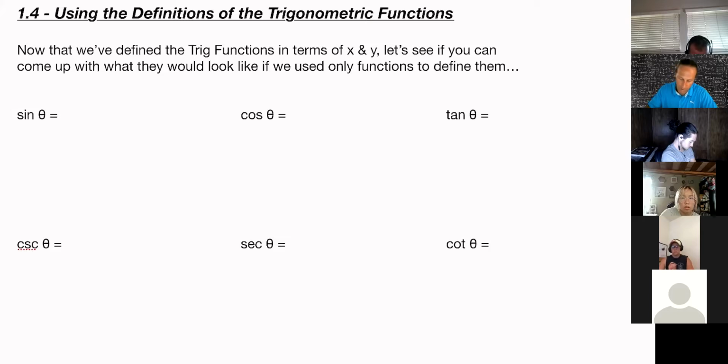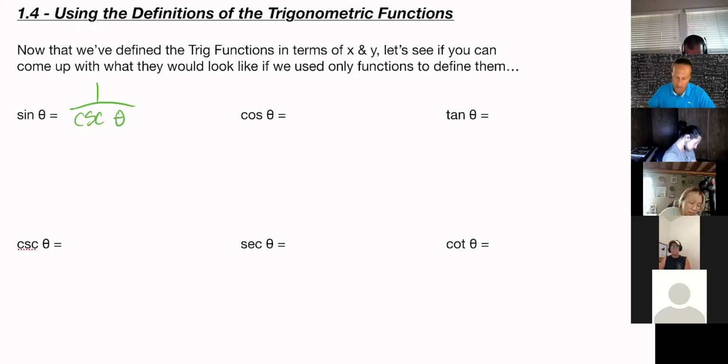Cosecant. Very good. But they were what of each other? Reciprocals. So if I'm going to say sine is equal to cosecant, could I just put this? Are they identical? No. They're reciprocals of each other, which means I'd have to flip this.